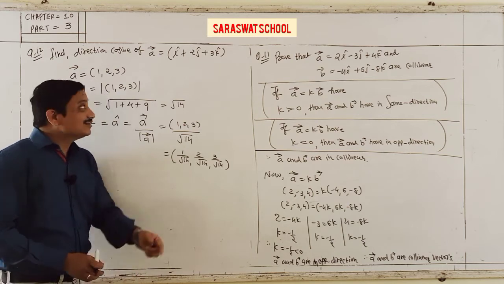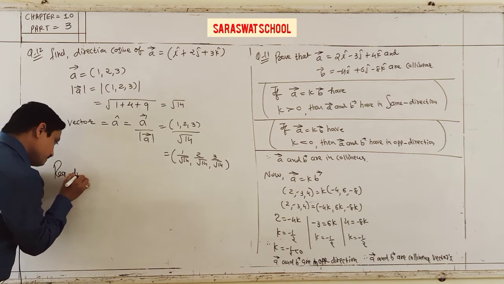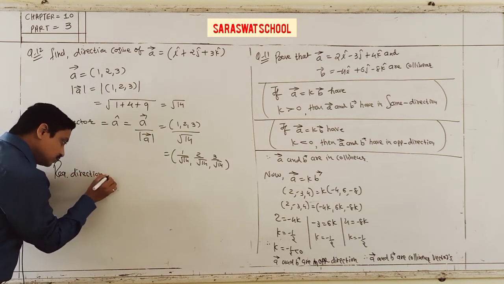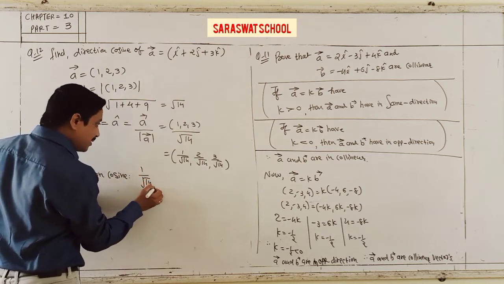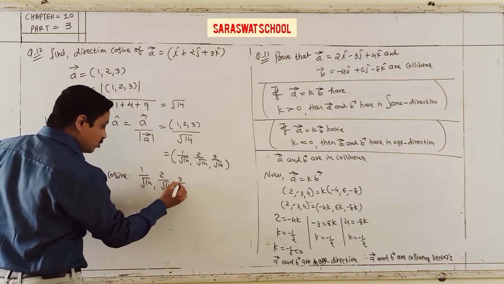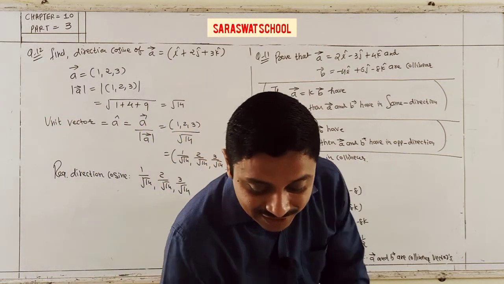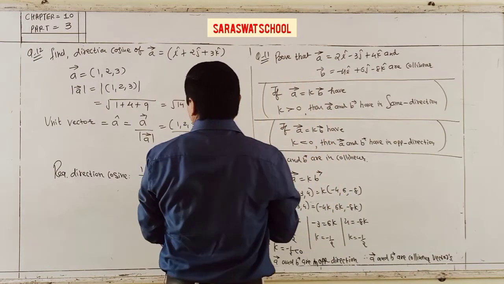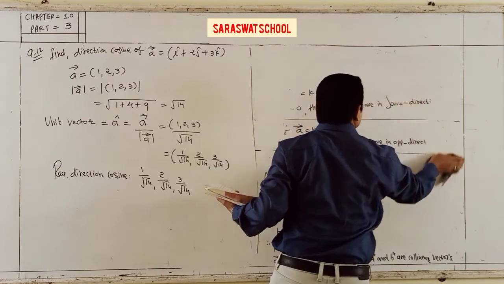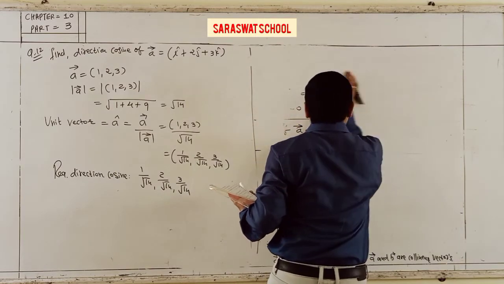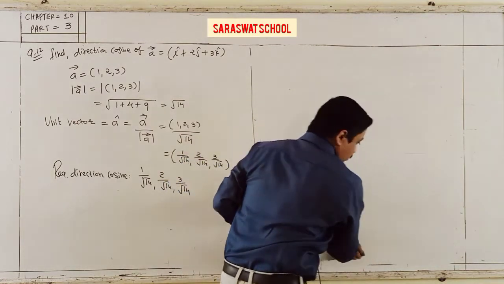Now I want the direction cosine. So the required direction cosine is, very easy, 1 by root 14, comma, 2 by root 14, comma, 3 by root 14, and that's it, students, simple and easy answer. Now continue, students, question number 13. Also easy.